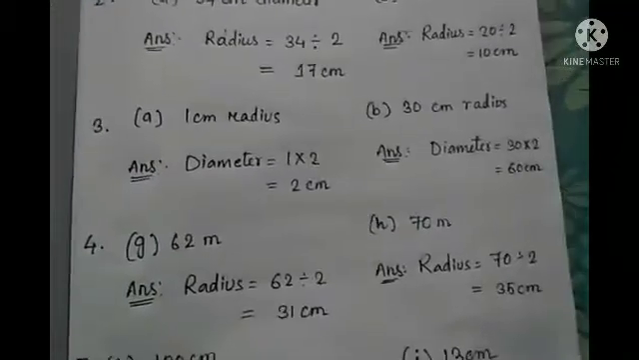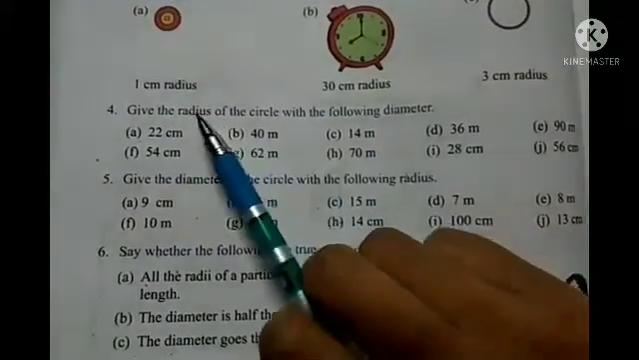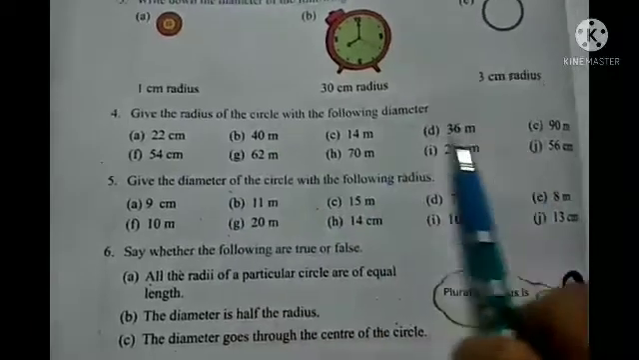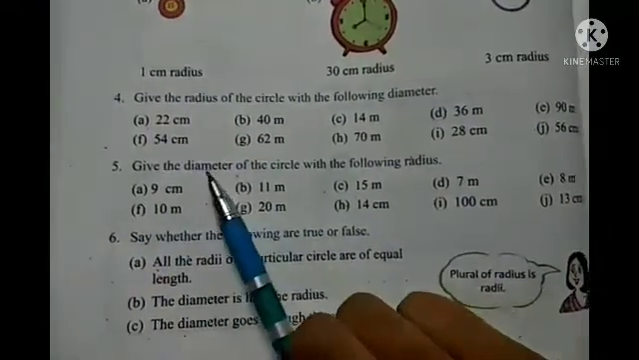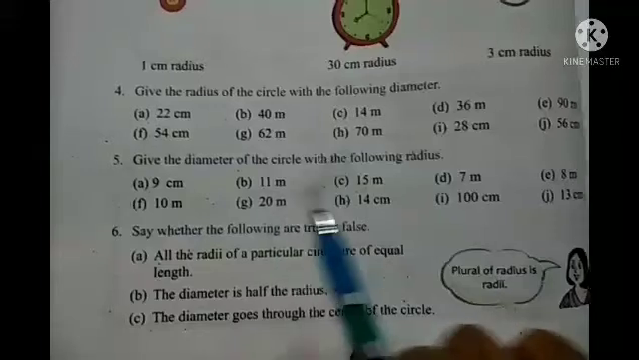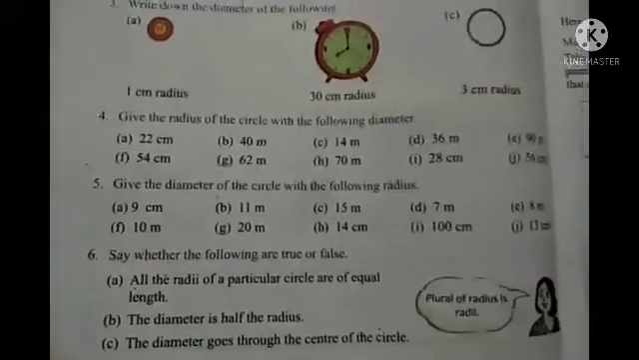Now question number 4, you see it is given that you have to give the radius of the circle with the following diameter. That means diameters are given, you have to find out the radius. And in question number 5 it is given, give the diameter of the circle of the following radius. That means radius is given, you have to find out the diameter.